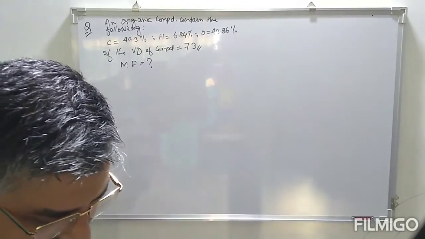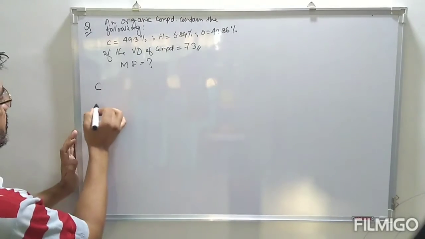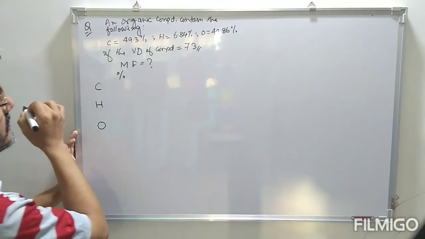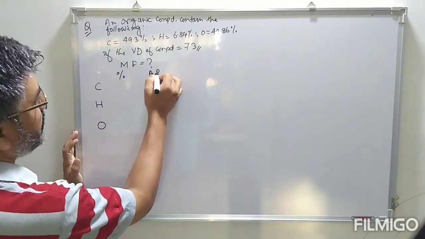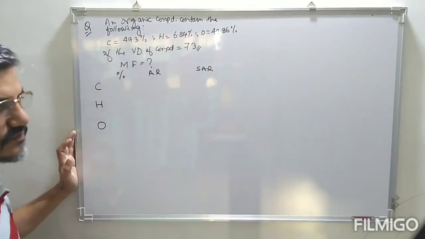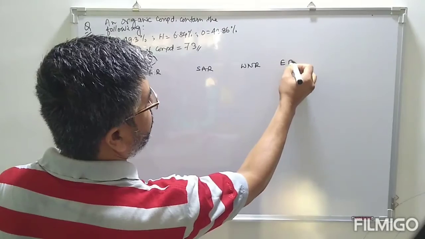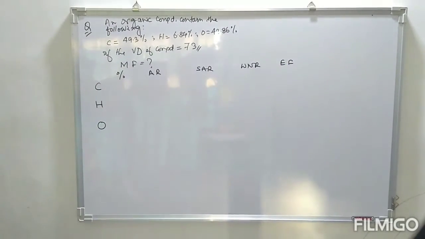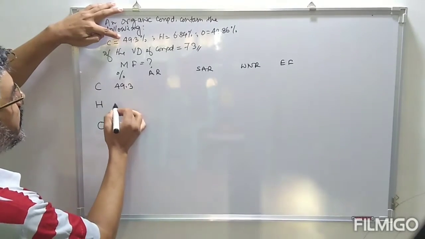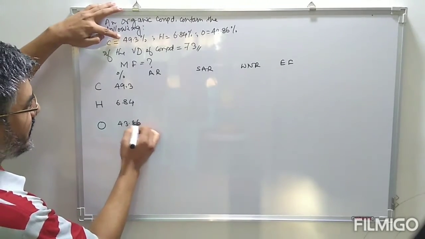For this type of questions, I request you to proceed in the same fashion as I'm doing. So we have elements carbon, hydrogen and oxygen. We have percentage, then we have to define atomic ratio, then simple atomic ratio, then whole number ratio, then empirical formula. So percentage of carbon is 49.3, hydrogen 6.84, oxygen 43.86.